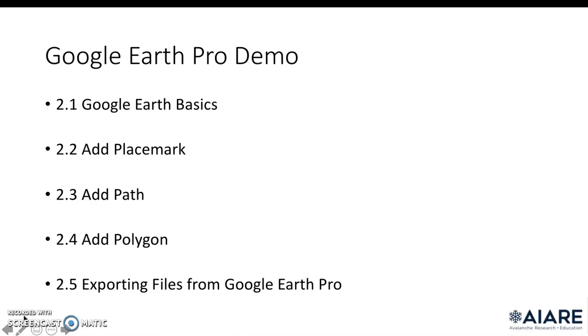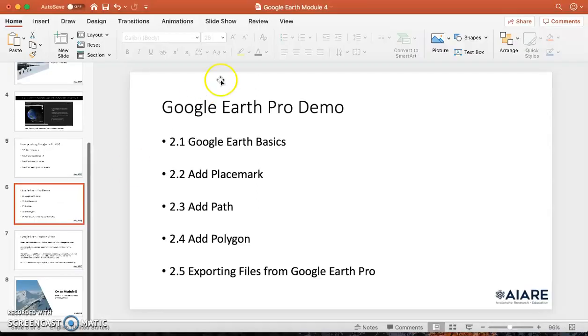So I'm going to do a quick Google Earth Pro demo, and there's a check for understanding afterwards that kind of follows along with this demo. I'm going to go over some Google Earth basics, show you how to add a place mark, how to add a path, how to add a polygon. Then I'll show you how to export files from Google Earth Pro. On the webinar, we'll set up these parallel platforms, and we'll go back and forth between Google Earth Pro and CalTopo. But for the time being here, I just want to go over the basics of how to export files from Google Earth Pro. So let's go to Google Earth.